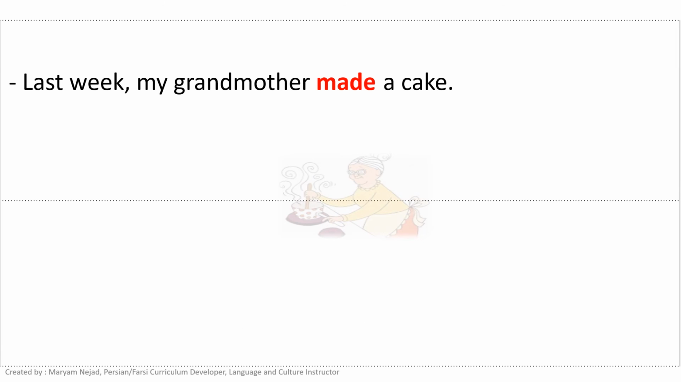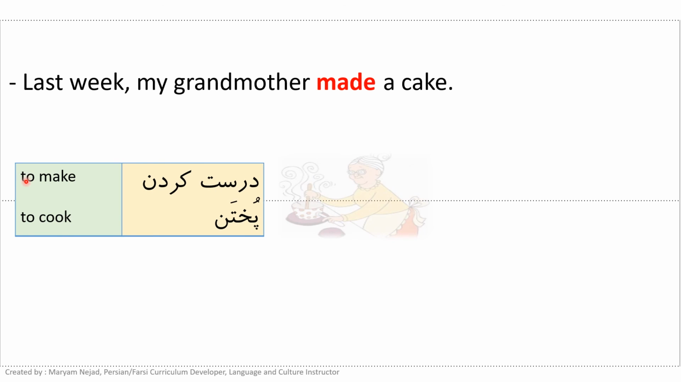Last week, my grandmother made a cake. Here the verb is to make, درست کردن. درست کردن has other meanings too. It means to fix, to correct something, or maybe to do your hair. We also use this verb, درست کردن. There's another verb that means to cook, پختن. But in this example, we're just going to use درست کردن because درست کردن is more common than پختن.